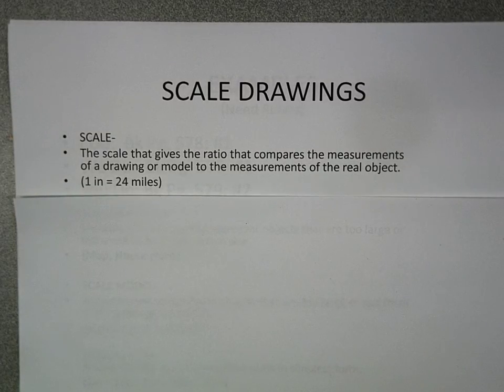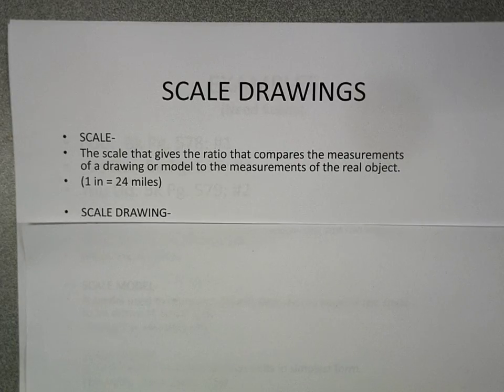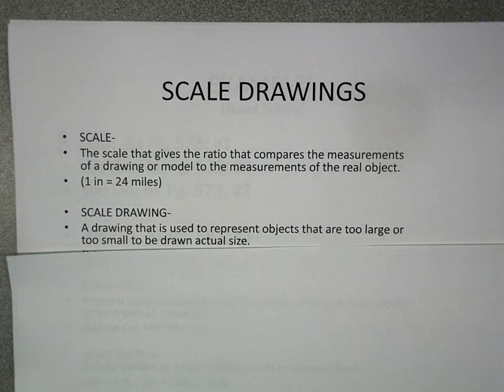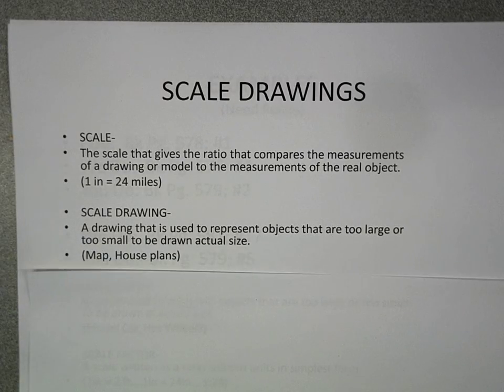So let's get into the two different types of things that you'll see with scales. The first one is called a scale drawing. Everyone? Scale drawing. This is a drawing that is used to represent objects that are too large or too small to be drawn actual size. You'll see scale drawings in a couple different places. You see it on a map. A map is a scale drawing.